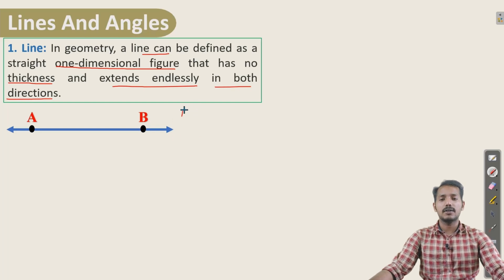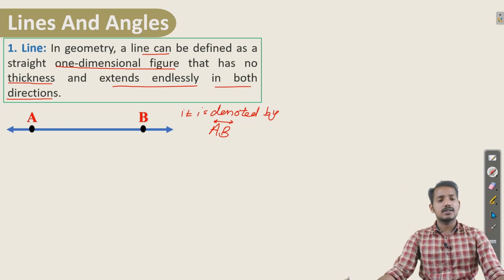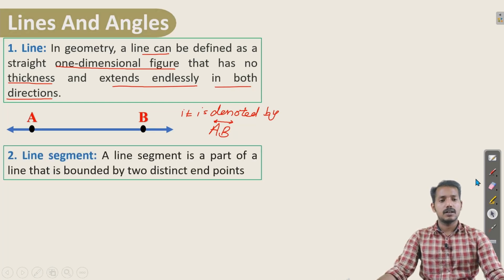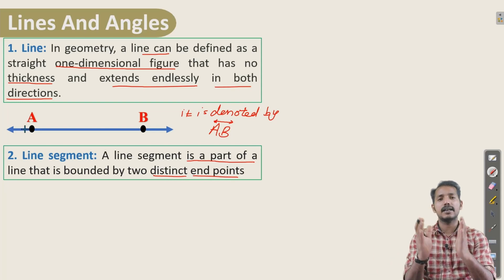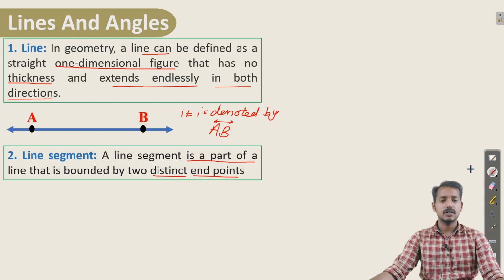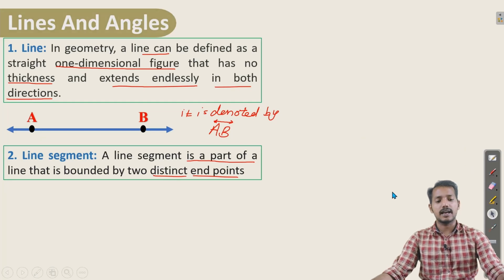Generally it is denoted by AB with a bar, which extends in both directions. Now what is a line segment? A line segment is a part of a line that is bounded between two distinct endpoints. That is just a part of the line and it has two endpoints. That is called a line segment.